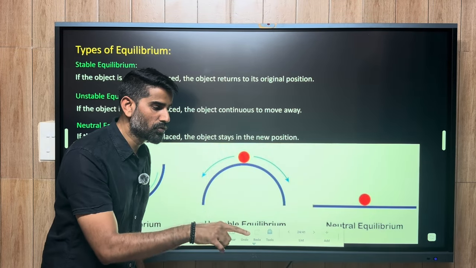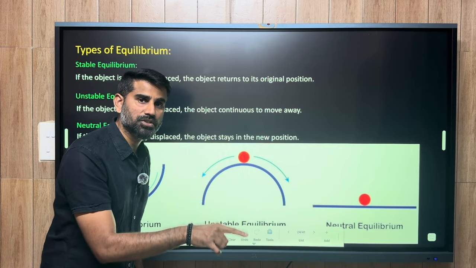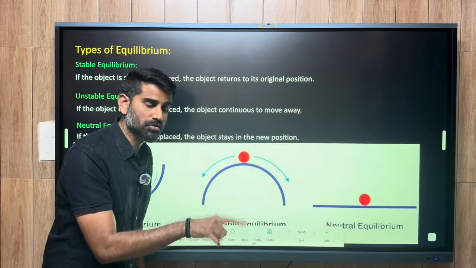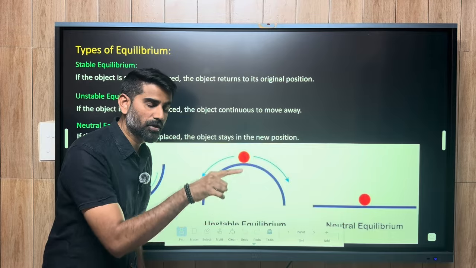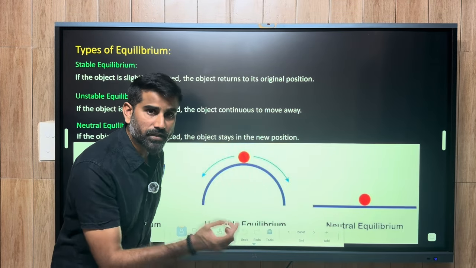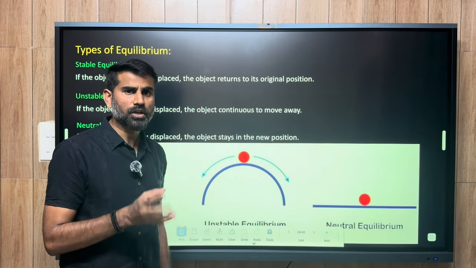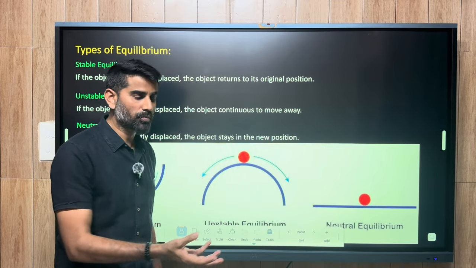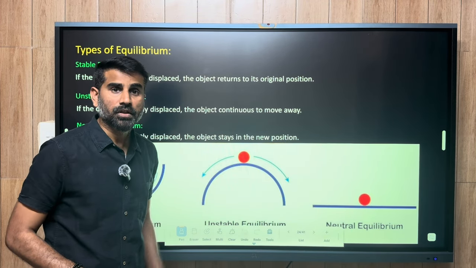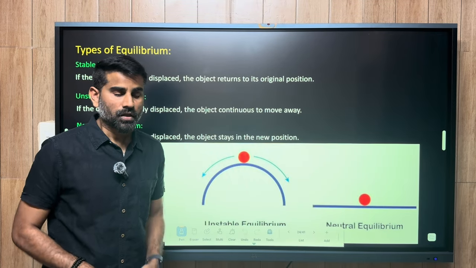This object will move up and down about the mean position, or the equilibrium position, right? Up and down about the equilibrium position. So that means the object is always trying to come to the equilibrium position. This kind of equilibrium is called stable equilibrium.